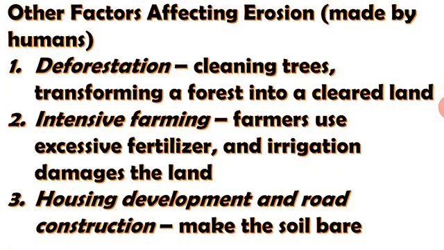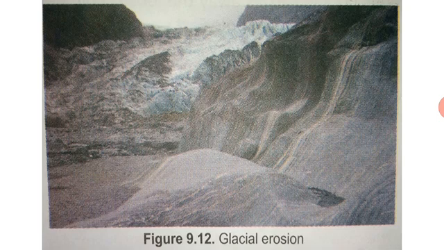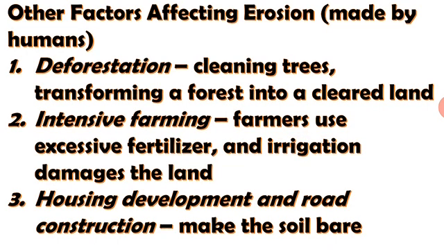Factors affecting erosion. First is deforestation. That is the clearing of trees, transforming a forest into cleared land. That's what they are doing now in order to develop a community. They cut all the trees, and that will result in soil erosion.